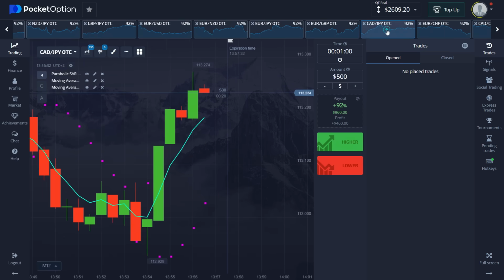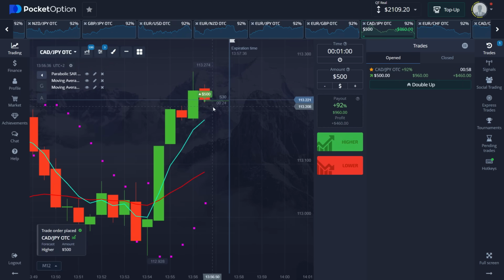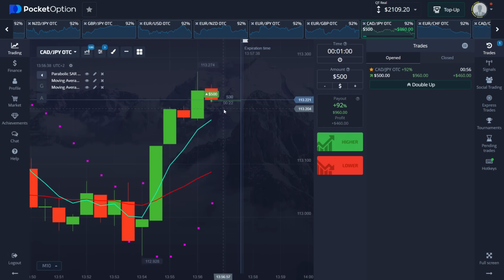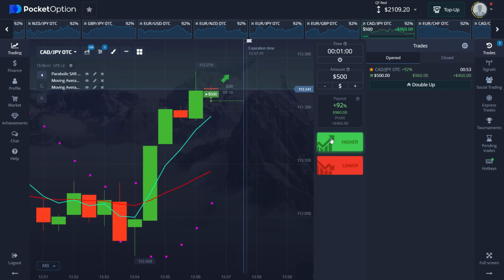I don't like this one, so remove that one. And here is a great opportunity. Here I'm entering a buy position with $500, waiting for a little bit to see if the price drops.